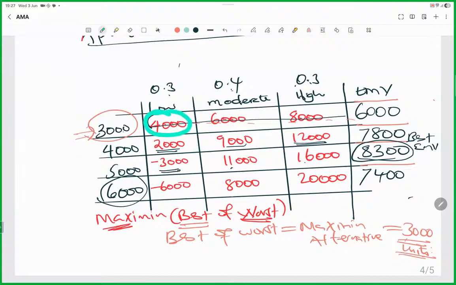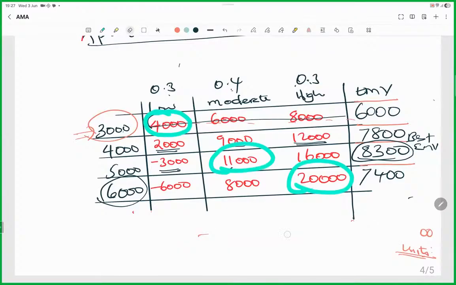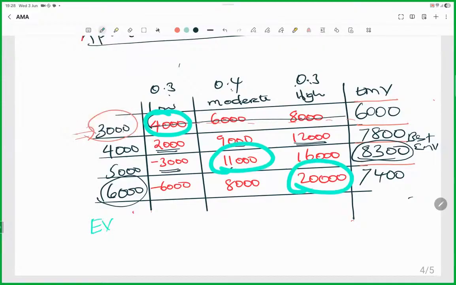You go to column number 2, the very best is which one? 11,000, right? You circle it. You go to the third one, which is what here, somebody? 20,000. Now from there, what I expect you to do is to average those 3 numbers. If probabilities weren't given, I would have averaged 4,000 plus 11,000 plus 20,000 divided by 3. But here we have probabilities. So come and give me what we call EV with perfect information.